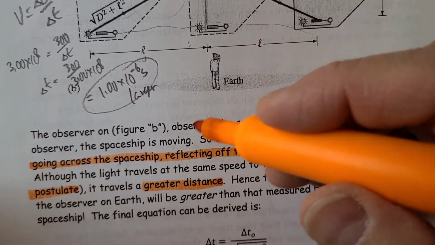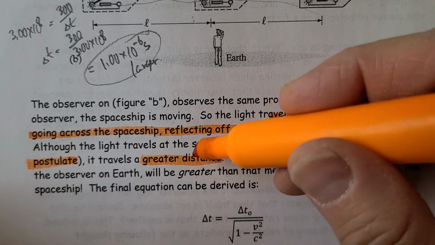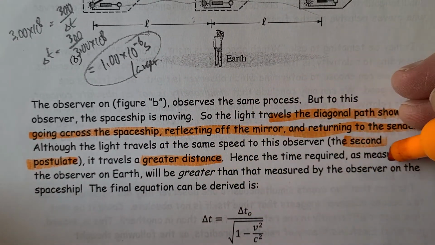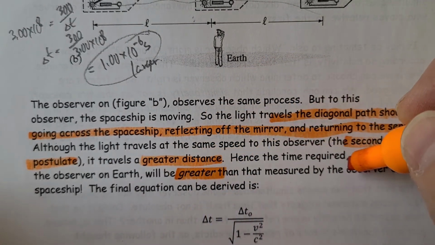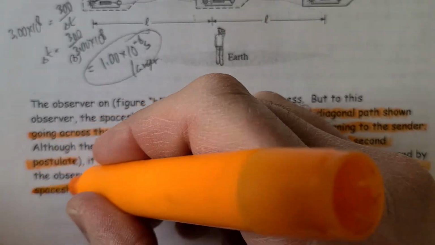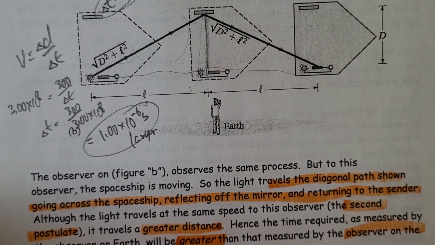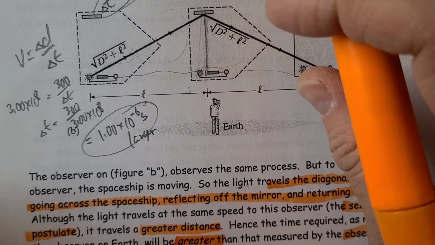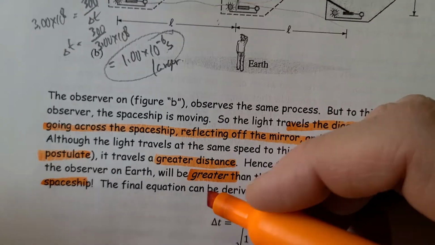So here's the interesting part. Although the light travels at the same speed to this observer, it travels a greater distance. Hence, the time required as measured by the observer on Earth will be greater than that measured by the observer on the spaceship. Now, using the distances here, it's a fairly easy equation to derive, but it takes about a page worth of work. But what we get is this.